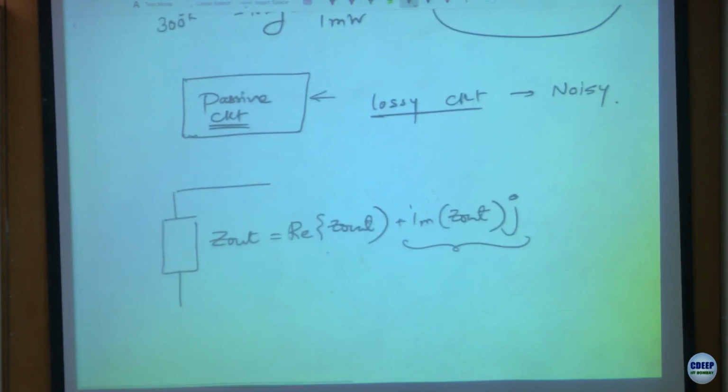So if you know that for a passive circuit the output impedance looks like this, then you can safely write the noise Vn square equal to 4 kT times the real part of Z out, the lossy element, and that would be the effective Thevenin equivalent looking at the output of that network.